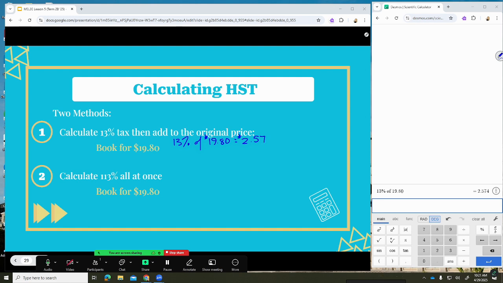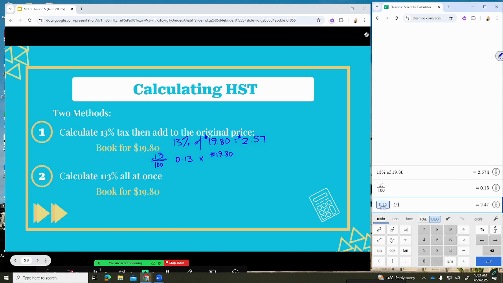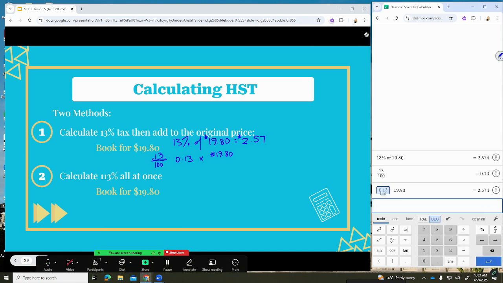You can also put 13% into a decimal. If we were to do 13 divided by 100, you would get 0.13. When we multiply that by $19.80, we get the same $2.57. So that one is just a preference. How do you want to calculate the tax?